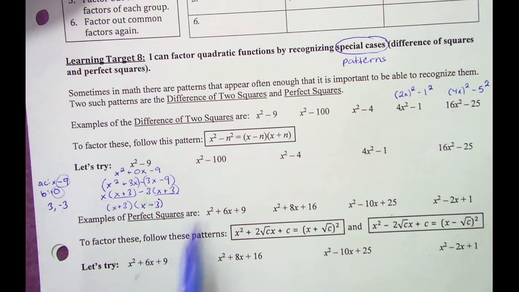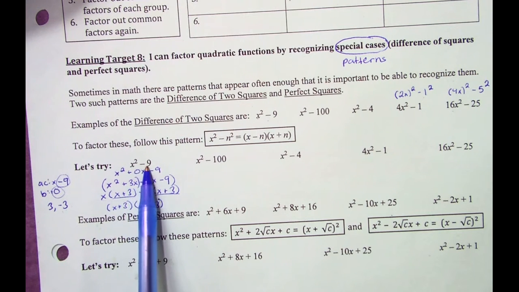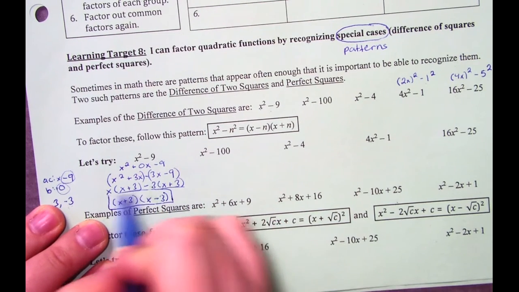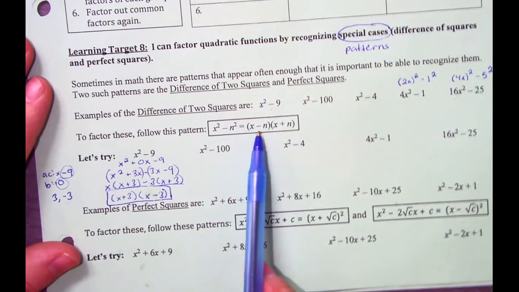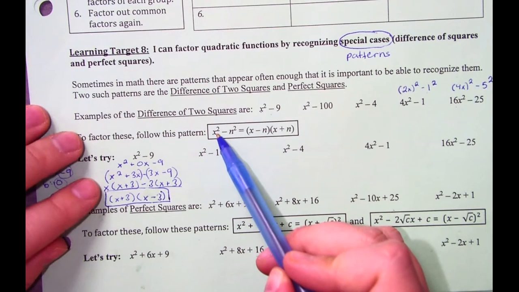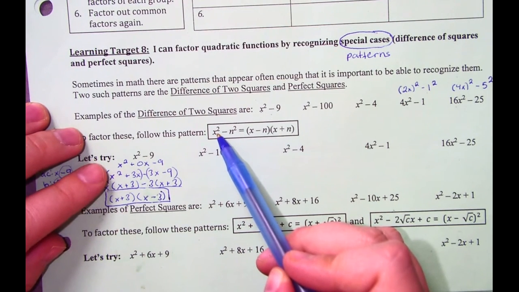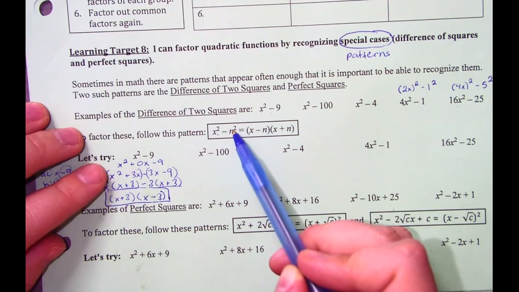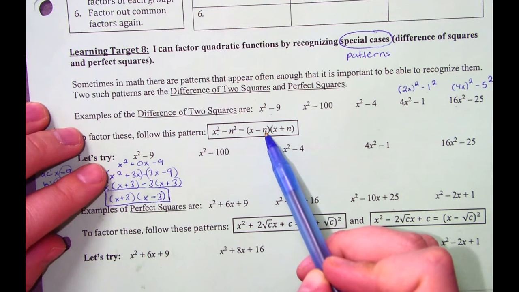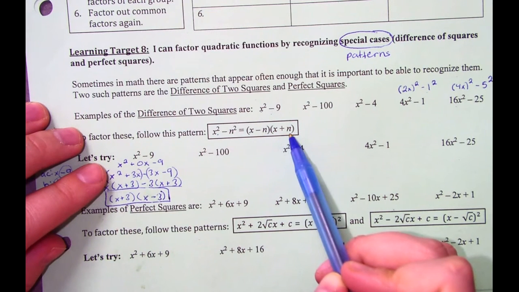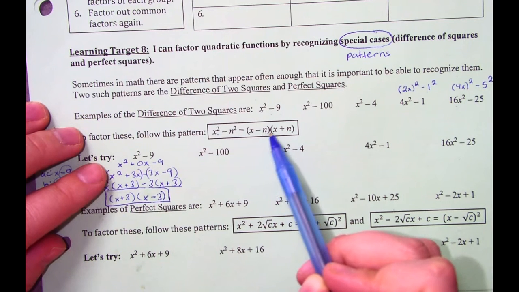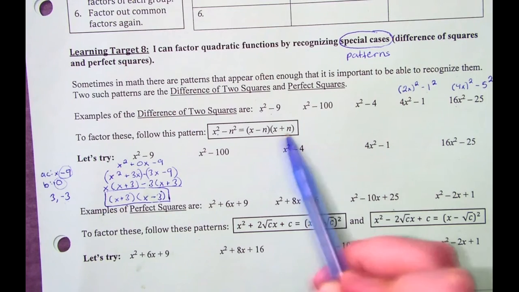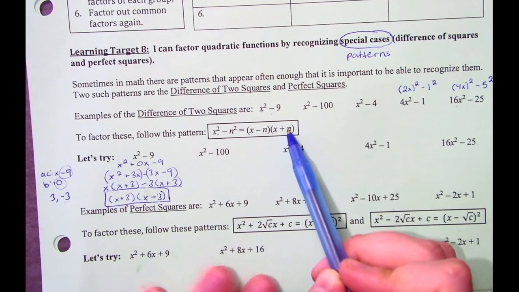Okay? So, when we have x squared minus 9, the difference of these two squares, our final answer is x plus 3 and x minus 3. That's how the pattern is. You take the square root of x squared, which is just x. You take the square root of whatever this number is, which is just n, and it's x minus n and x plus n. The order doesn't matter. You could say x plus n and x minus n, as long as you have one of each. One of them has to be minus and one of them has to be plus.